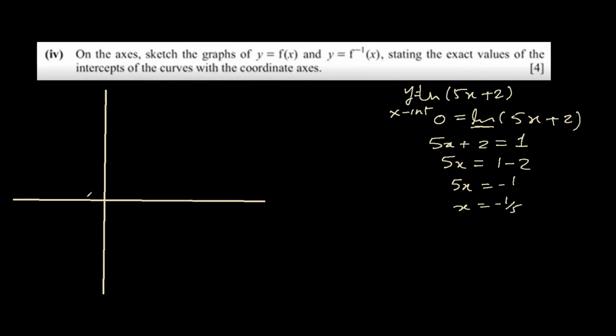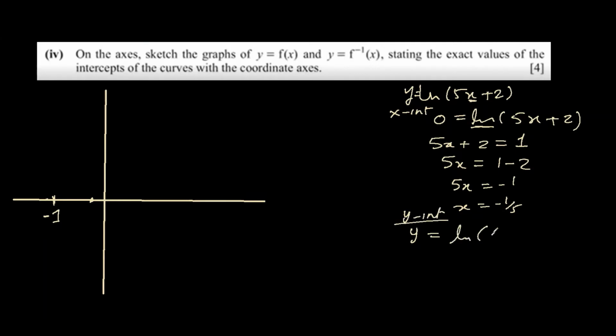So the graph of, suppose this is 1, the graph of ln will go through negative 0.2 here. This is negative 1. Okay. And we have to find the y-intercept now. For the y-intercept, x has to be equal to 0. So y equal to the y-intercept.